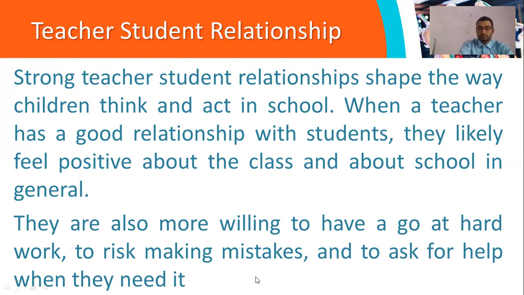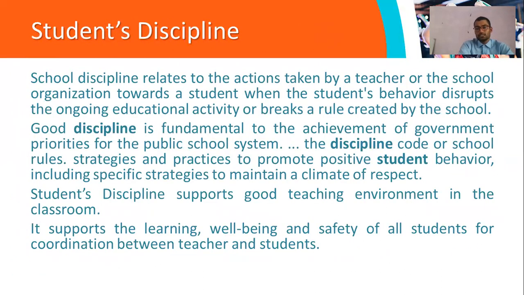In order to complete this chapter, the last topic, student discipline, is also important. Here you need to give attention to understand that there are two different aspects: the discipline of school or the discipline of students. School discipline relates to the action taken by the teacher or school organization towards students when the students' behavior disrupts ongoing educational activity or breaks rules created by the school.